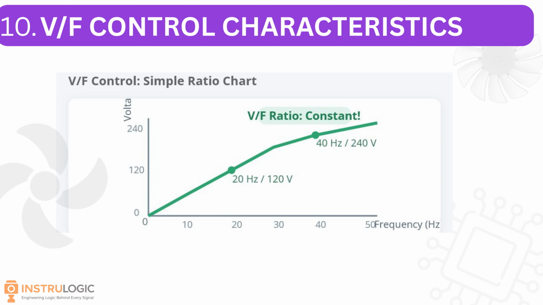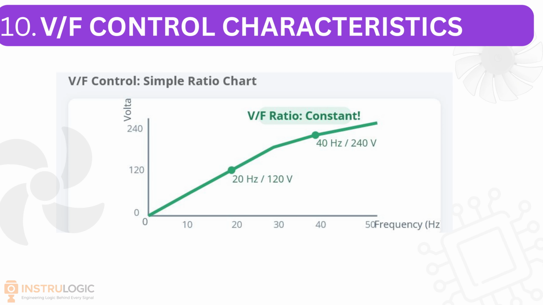One of the most widely used VFD control methods is V/F control, also known as volts per hertz control. In this method, the VFD maintains a constant ratio between voltage and frequency. As the frequency increases, the voltage increases proportionally, helping the motor maintain its required magnetic flux and torque. For example, at 20 Hz, the drive may output 120 volts, and at 40 Hz, 240 volts. This simple and reliable control method is commonly used in pumps, fans, and conveyor applications.